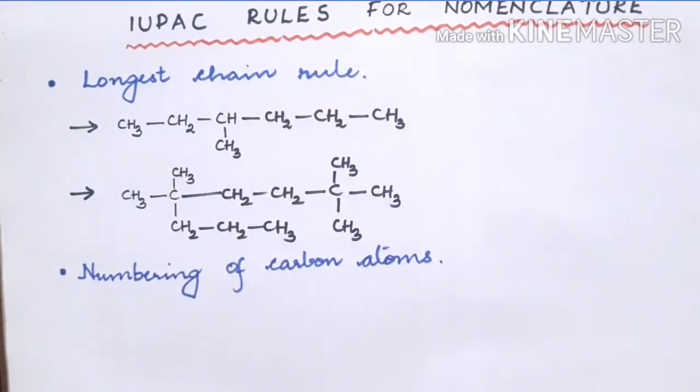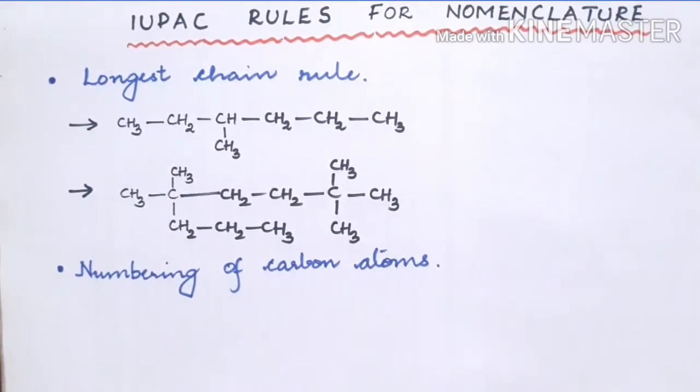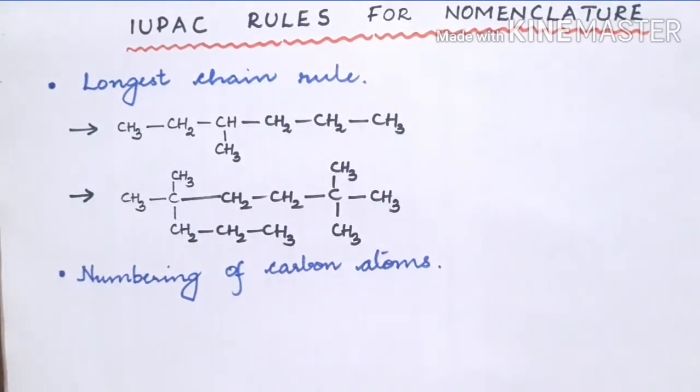Now that we have understood the different types of carbon atoms, we'll learn how to give names for the different compounds. IUPAC has set a lot of rules for nomenclature. IUPAC means International Union of Pure and Applied Chemistry. A set of rules are given for explaining the naming of the compounds.